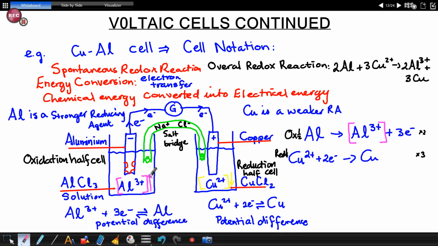That's why aluminium ion concentration increases. Copper will deposit on this electrode, so its mass will increase, where the mass of the other one will decrease. It will have holes in it. It will become rough as the atoms go into solution as ions. But here, the ions are taken out of solution to make copper.